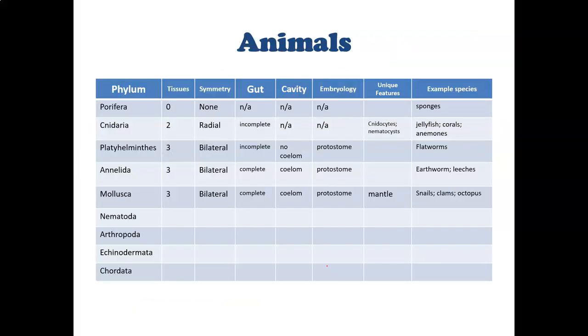So mollusks: 3 tissue layers, right? Complete gut. They have a coelom. They're protostomes. And they include 3 separate groups, right? The snails are the gastropods, the clams are bivalves, and the octopus is an example of a cephalopod.